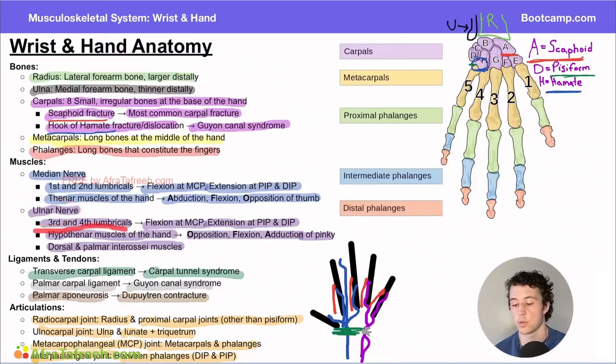Third and fourth lumbricals would be flexion at the MCP, extension at the PIP and DIP. Another action would be opposition, flexion, or adduction of the pinky, or even abduction, adduction of the fingers.